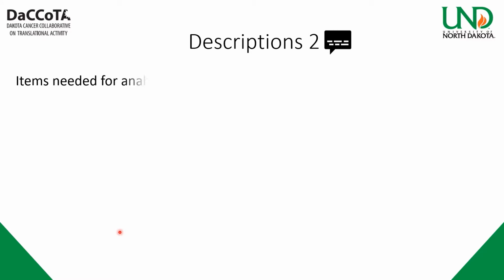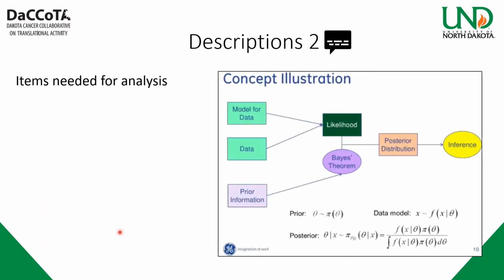Let's keep working with descriptions. So the items that we'll need for analysis, I have this nice concept illustration here of all that goes in here. We'll start with the prior here. Again, that's that prior information. We have our model. So that along with the data will help build our likelihood. So again, the likelihood is sort of a mathematical description of how that data is distributed. So with all these things, you use Bayes' theorem, get posterior distribution and inference.